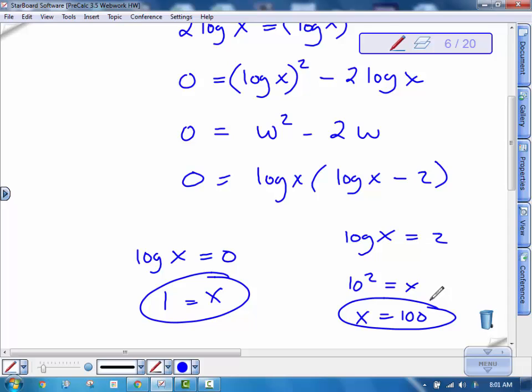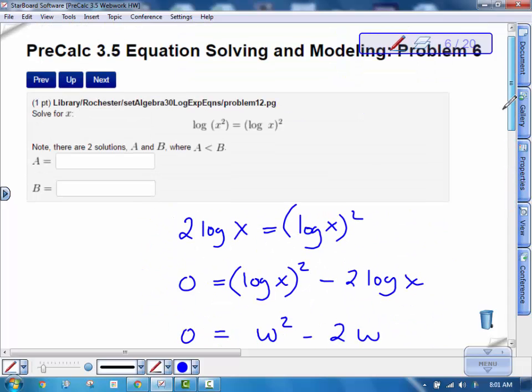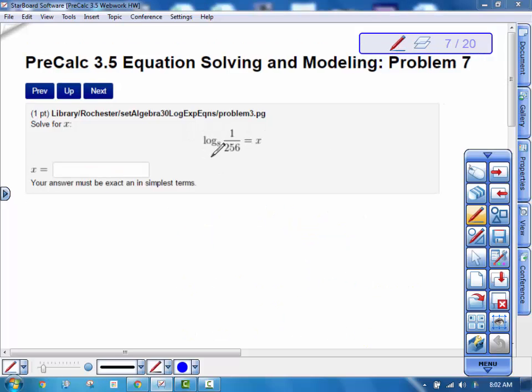I've got to check both of those and make sure they both work. And they do, so make sure you put the smaller one for A and the larger one for B.